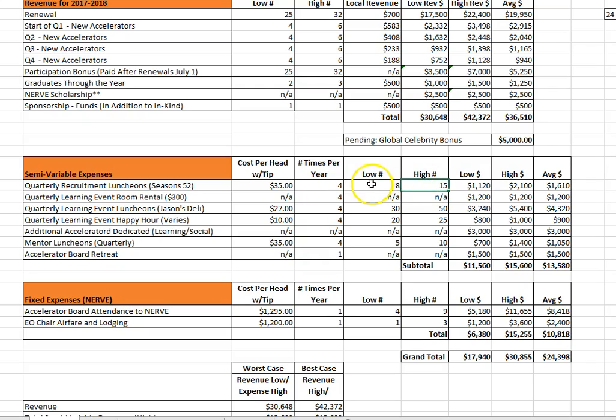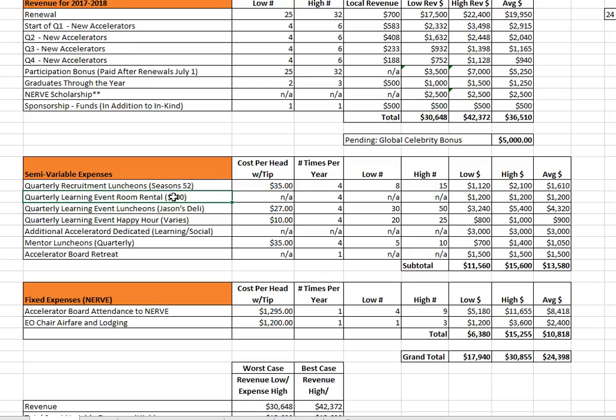The low and high number of participants, and we have seasons 52 and cost per head to attend that luncheon. So we have the participants or prospects, as well as usually a couple of accelerators and EO members to participate to help in that process. So this gives you the total number for those recruitment luncheons.